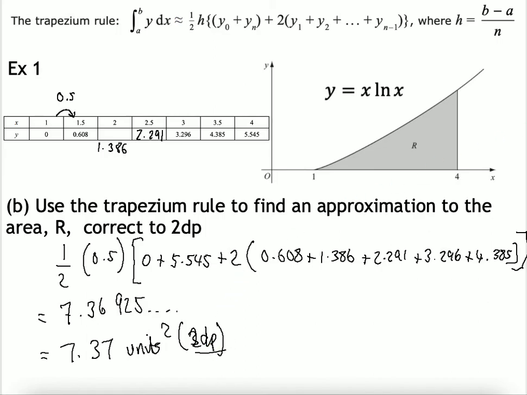And that's it. Part C. Part D could be find the exact value, in which case we'd have to integrate that by parts, substitute in the values, use log laws and things like that, and then it might ask you for a percentage error. So you work out the percentage change in the approximated value to the exact value. And that's the trapezium rule. Nice easy marks.